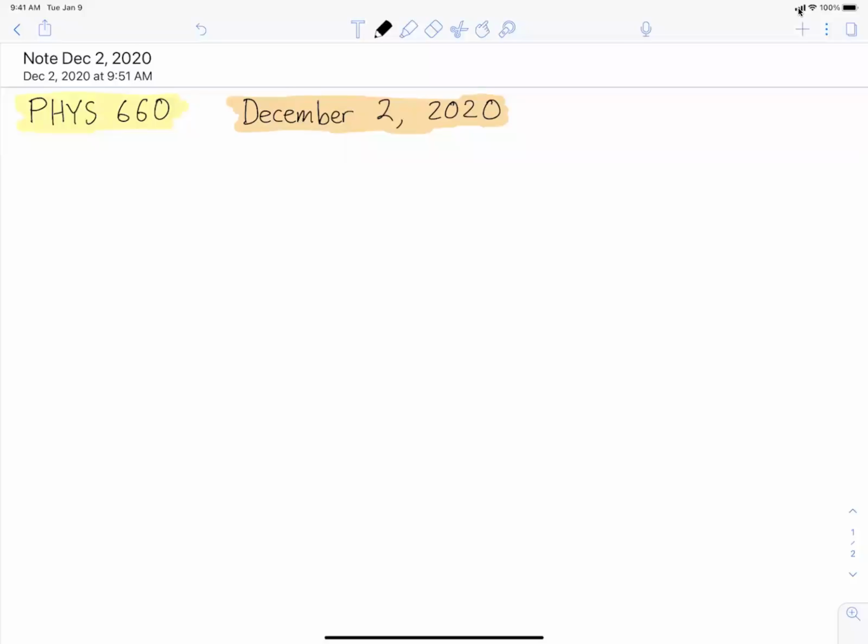Okay, so last couple of times actually, we've been talking about addition of angular momentum. And so we're going to do the general case today of addition of angular momentum. And so we have two angular momentum operators, J1 and J2.